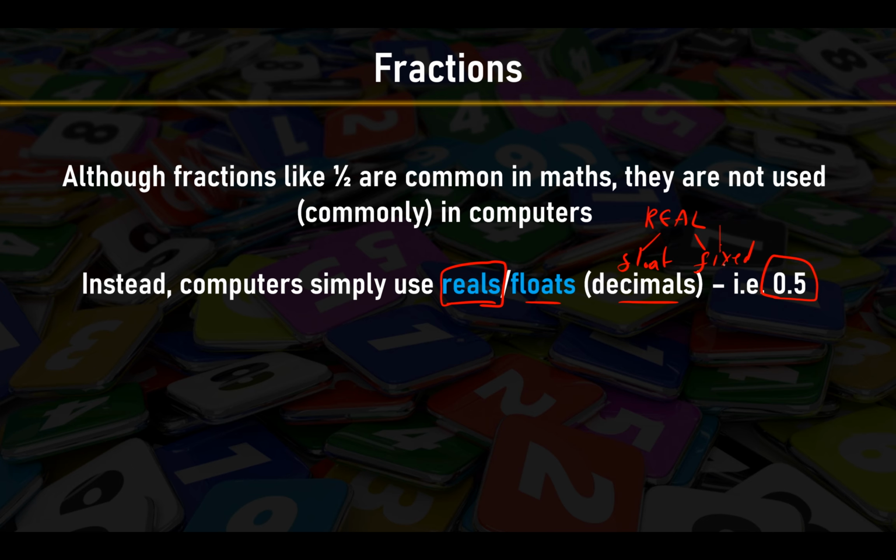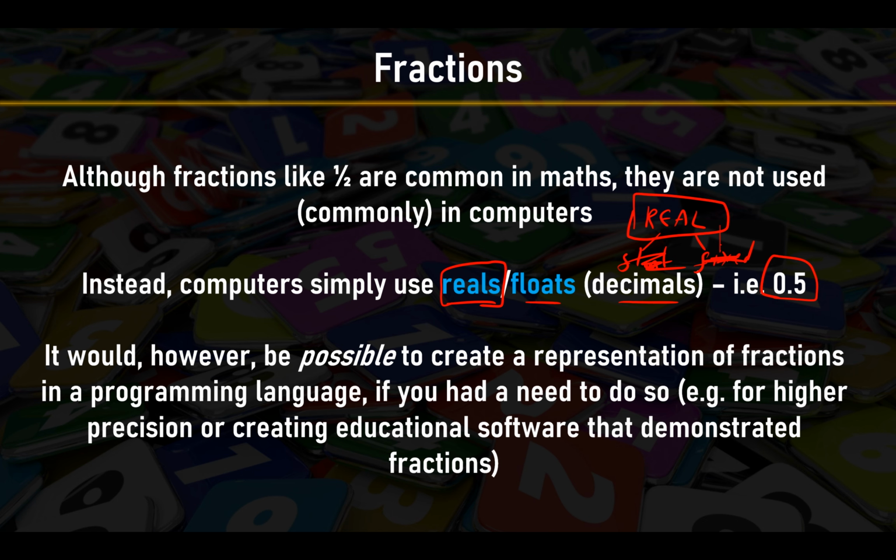Now, for AS, you don't need to know this. That's going to be A2. So for AS, just call it real. Don't really worry about float or fixed. Although if you do see float, just think of it as being kind of analogous, or the same as being a real.